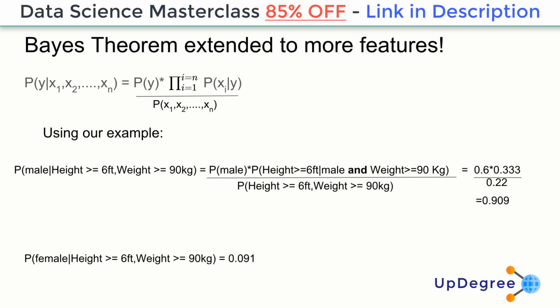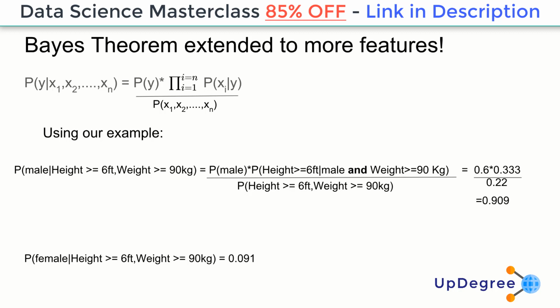What do we have right now? We have both the height and the weight. So we want to find the probability that the person is a male, given the height is 6 feet and the weight is 90 kg. That would be the probability of a person being male, multiplied by the probability of height being 6 feet in the male class and weight being 90 kilos in the male class, divided by how many height and weight fall under this condition in the overall population.